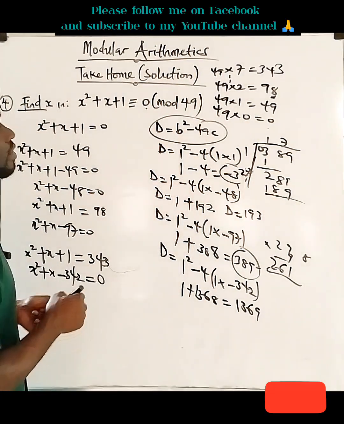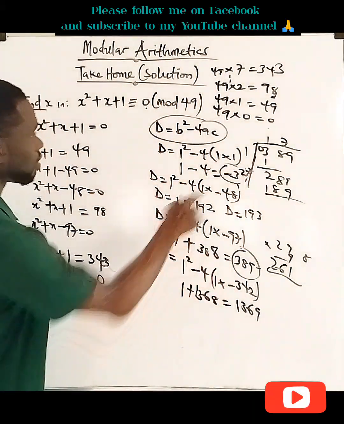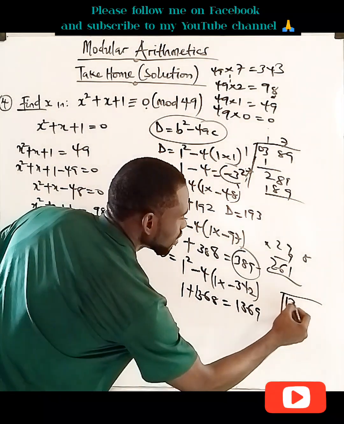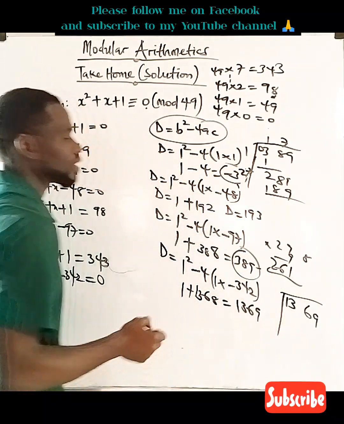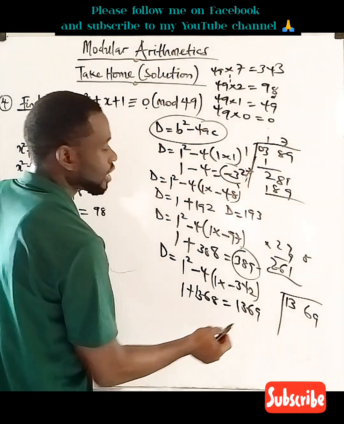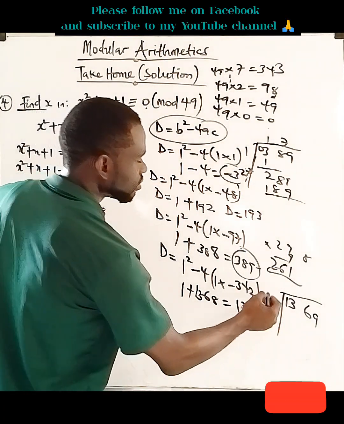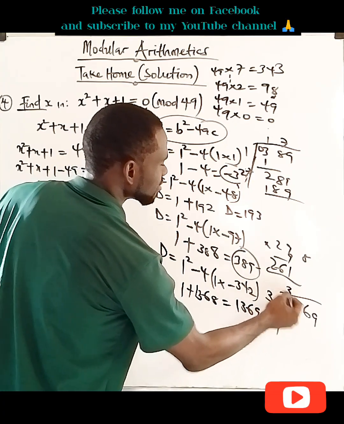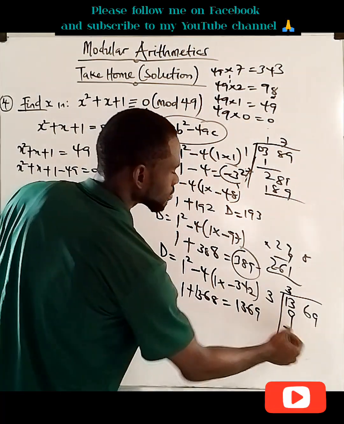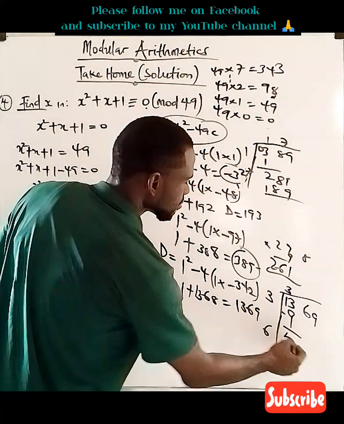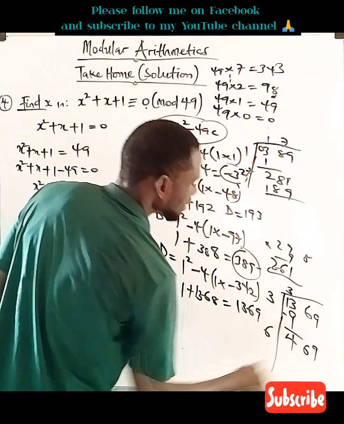So 1369, let's use our long division table also. Let's share this into two parts, 13 and 69. You can use your calculator easily to make this very quick. 3 times 3 is 9, 4 times 4 is 16. 16 is bigger than 13, so we're going to use 9. The root of 9 is 3, and 3. 3 times 3 is 9, 3 plus 3 is 6. 13 minus 9 is 4. Bring your 69 down.